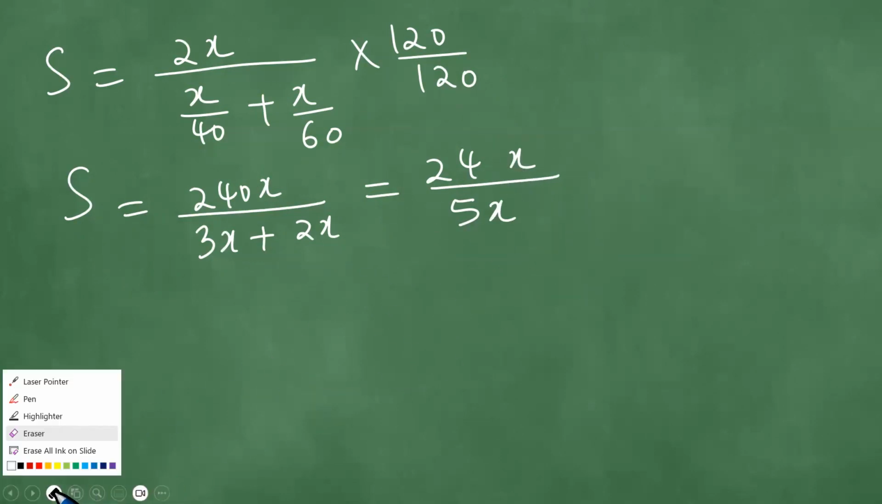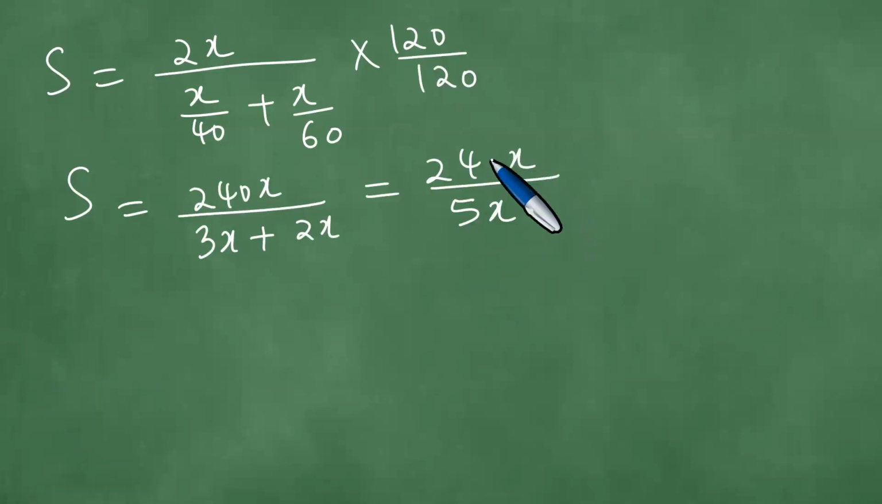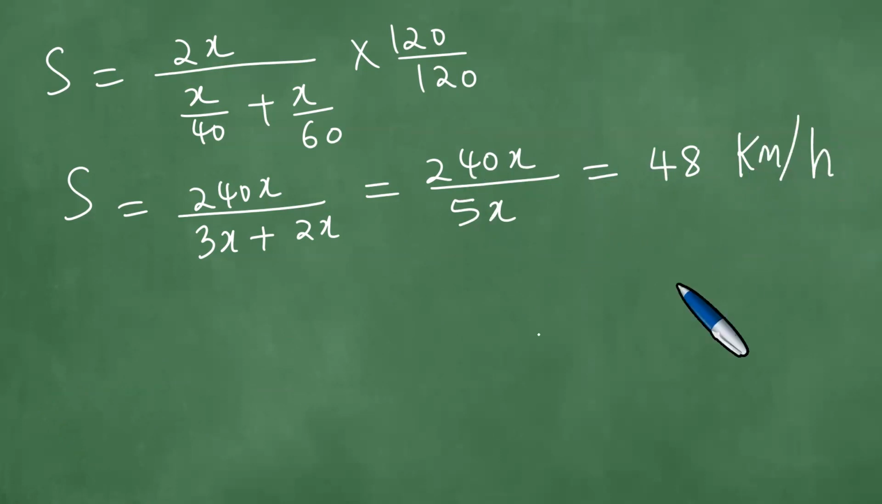That is exactly what we have. And if you simplify these, it simplifies exactly to 48. And it is exactly 48 because the X cancels. So you have 48 kilometers per hour.